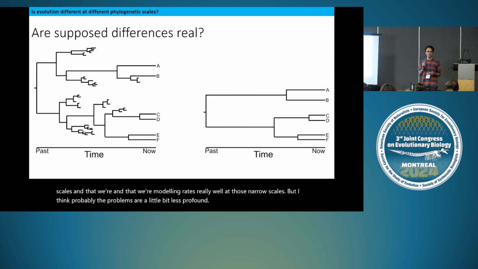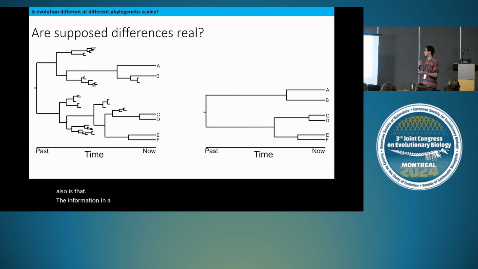Now, I guess the way I've framed it so far is I've talked about it as if evolution happens differently at those different scales, and it's reflecting real differences in the things that happen. It's worth bearing in mind an additional complicating factor, which is that the information in a phylogenetic tree differs a lot at different scales as well, especially a phylogenetic tree that's primarily estimated from extant samples.